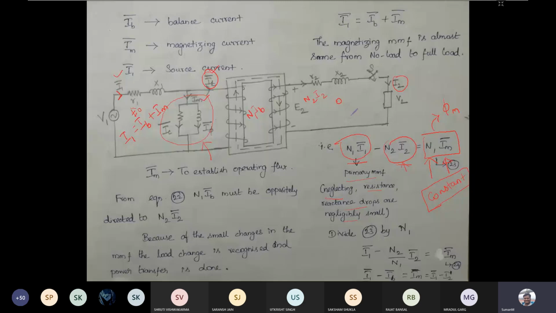Now we will be bringing this balancing current into the equation. Okay, just a minute.